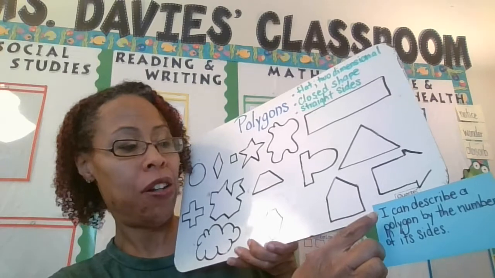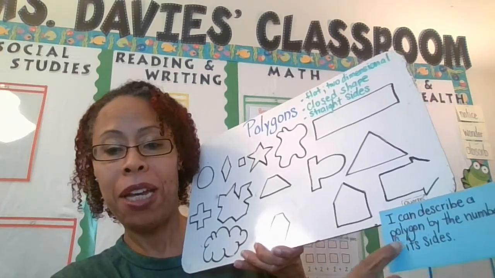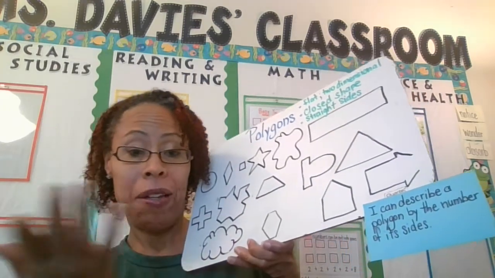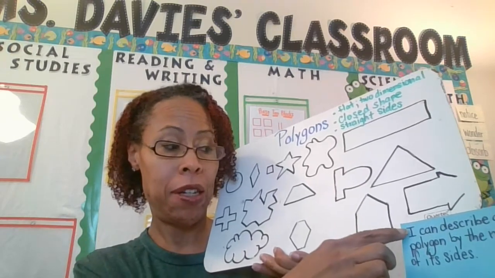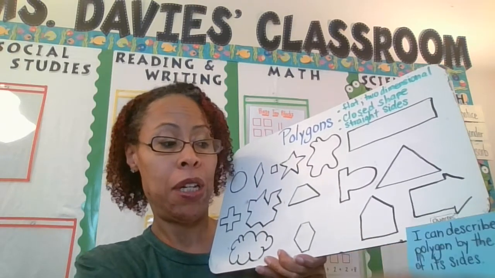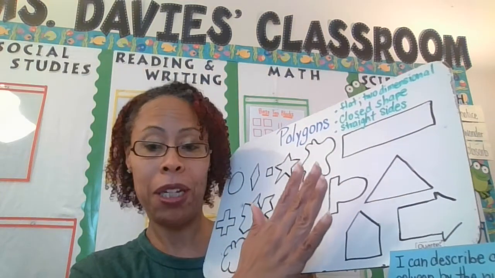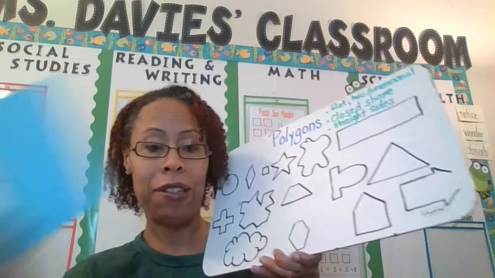Today, our learning objective or learning target is I can describe a polygon by the number of its sides. But of course, the prerequisite to this objective is to identify what is a polygon. So first we'll identify what is a polygon, and then we'll describe a polygon by the number of its sides.